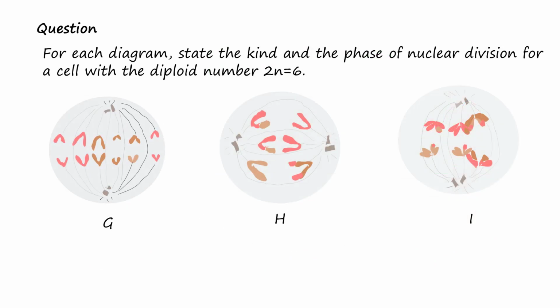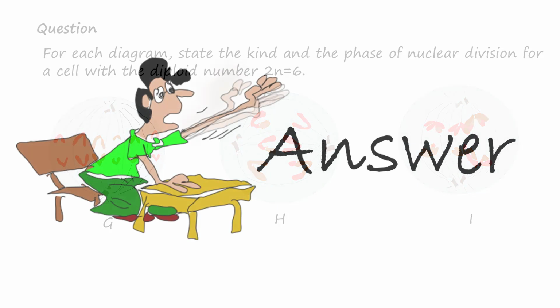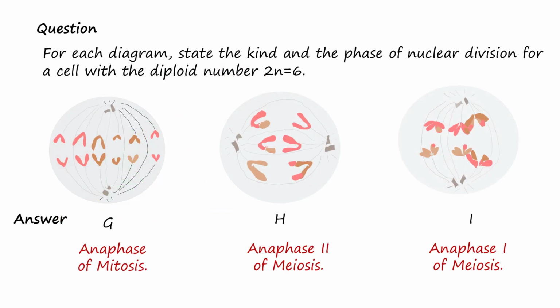Question: here are another three cells which you need to identify type and phase of division. Answer: G is a cell in anaphase of mitosis, since each chromosome is observed as a single strand and the cell has a diploid number of chromosomes moving towards each pole.